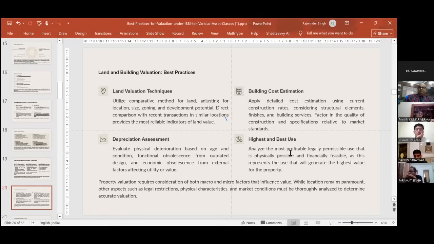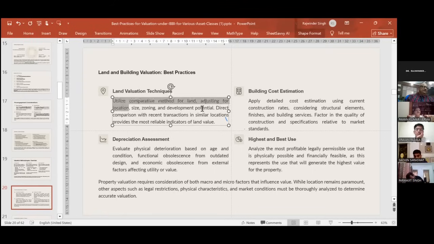So for land valuation, what do you have to do? You have to utilize comparative methods for land, adjusting for location, size, zoning, and development potential. It means you have to use the market approach for calculating the value of the land by using the comparable method and making certain adjustments based upon the location, size, zoning, and development potential of that asset. So direct comparison with recent transactions in similar locations provides the most reliable indicator of land value.